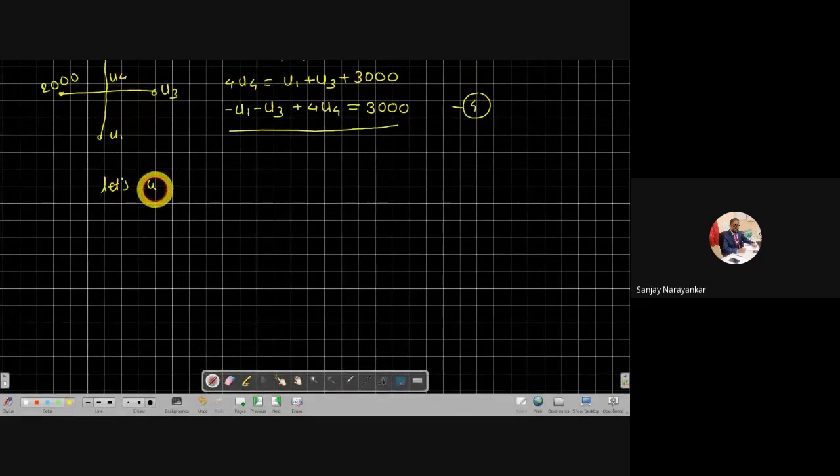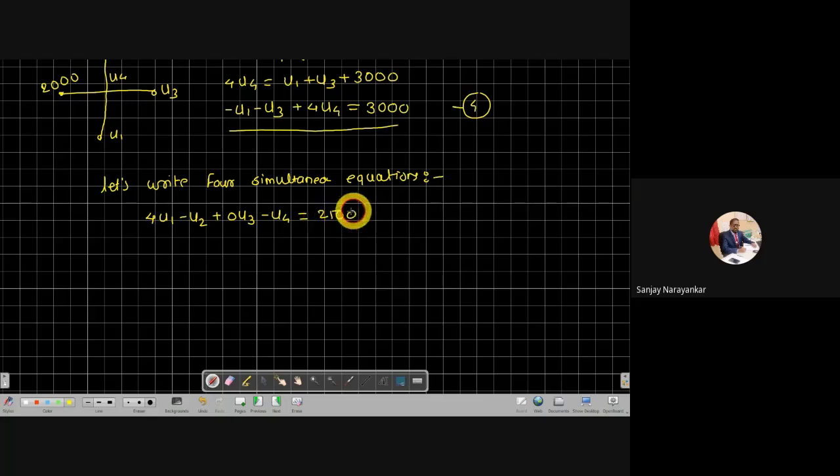Let's write the 4 simultaneous equations. Help me out to write the simultaneous equations, students. 4U1 minus U2 plus 0U3, because U3 is not present, minus U4 is equal to, can I write in this way? Because I want all these terms.